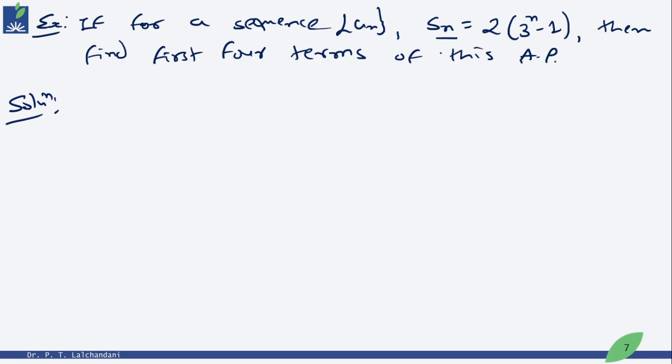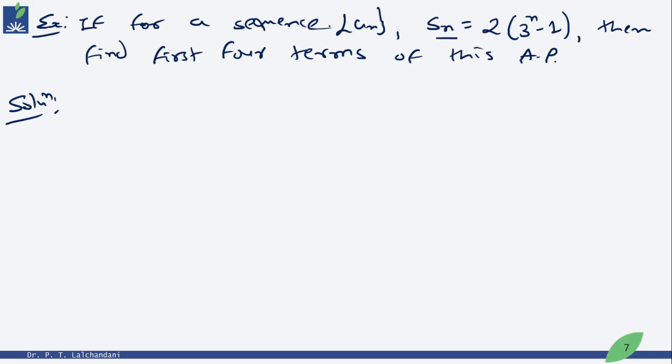Okay. So see, whenever you are having the sum of first n terms and you are asked to find out any kind of terms of an arithmetic progression, then what you have to do, you have to find out the formula to find the nth term of this arithmetic progression. Okay.